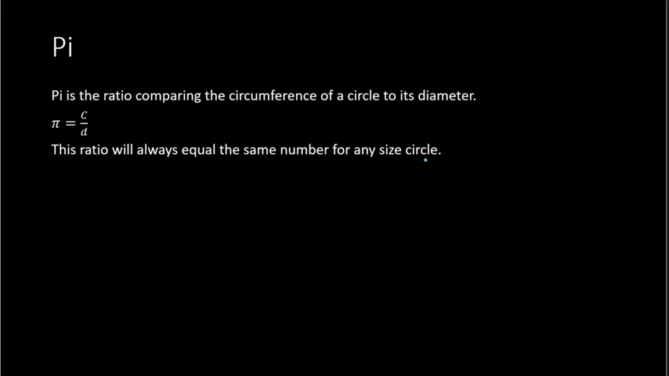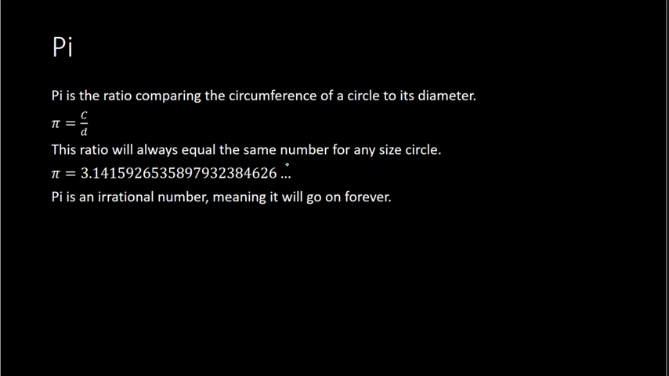We can have a really small circle or a really large circle. This ratio of taking the circumference and dividing it by the diameter will always equal the same number. And that number we call pi. This number is equal to 3.14159265535, etc. This number keeps going forever, and this is what is called an irrational number, meaning it will go on forever without repeating. Now for calculating purposes, we can round this number to typically 3.14.